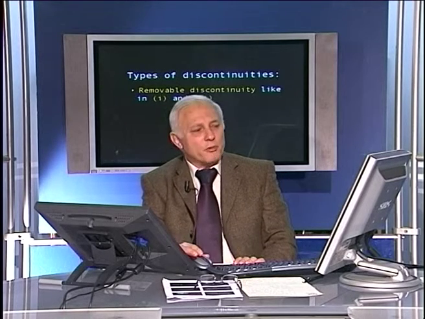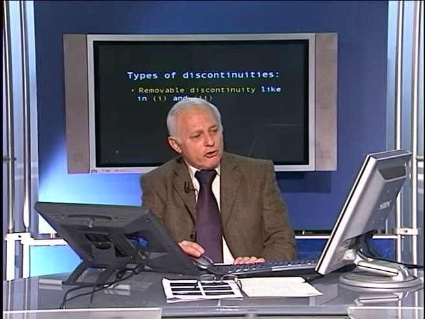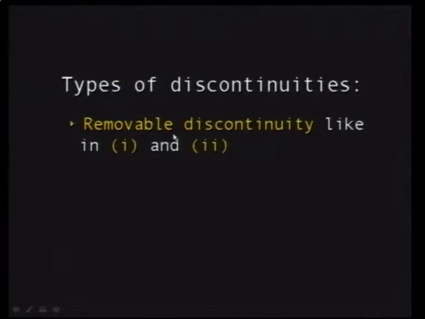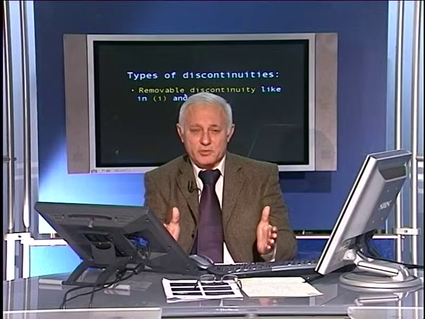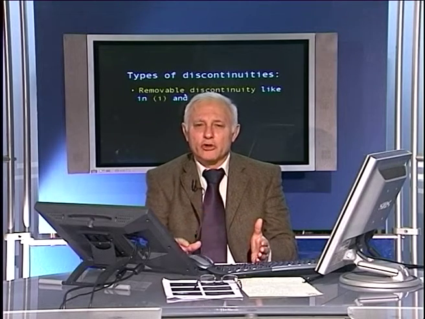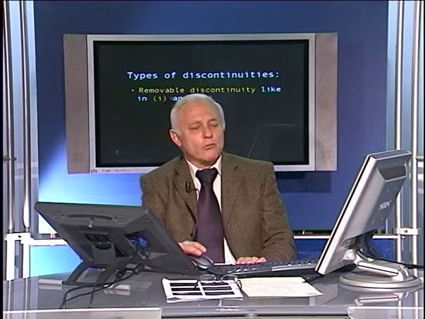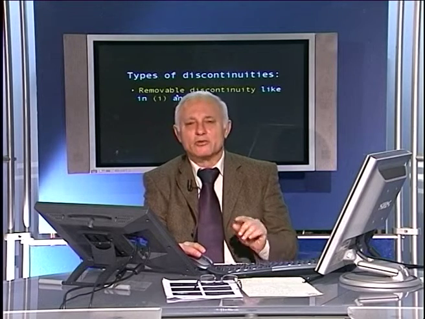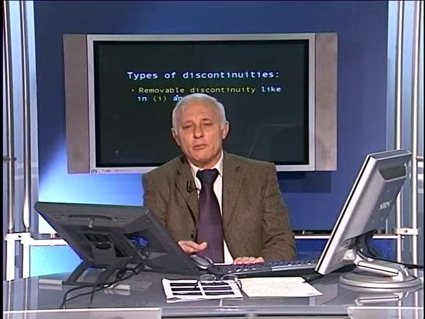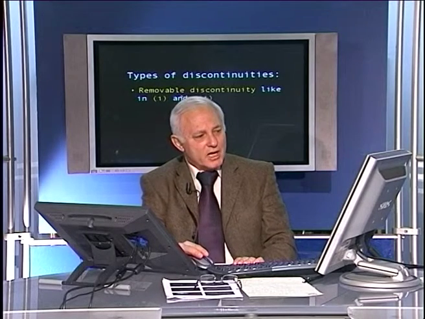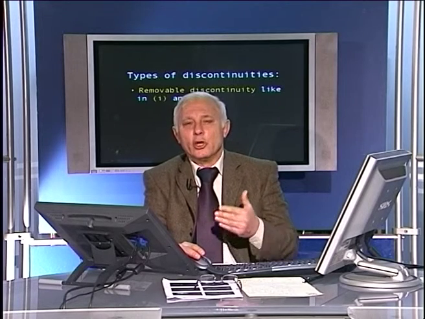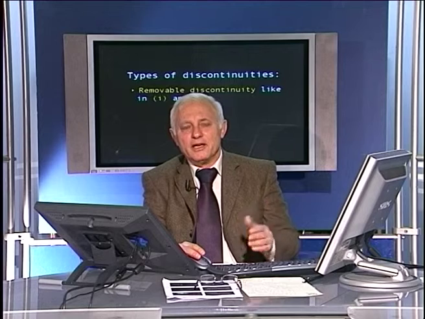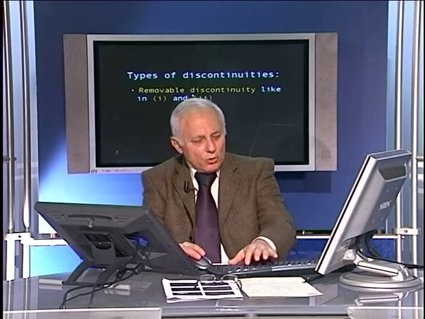So what are the names now? Mathematicians try to call them names. The first two, 1 and 2, are called removable discontinuity. Why are they removable? We'll see later. Because you can remove the discontinuity. In other words, a function is discontinuous, but can you change it? Can you transform it into a continuous function? If you can do so, then it's called a removable discontinuity. So the first 2 types can be cured or remedied from the discontinuity they have.